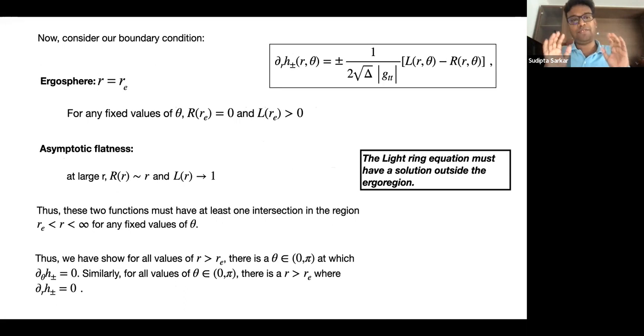Similarly, we prove that asymptotic flatness demands that if I go to infinity, the del R of H will change sign. So therefore, it has one sign on the ergosphere, one sign at the boundary, and immediately we see that it must be 0 somewhere in between. So what we prove is that for every given theta, there exists a value of R for which del R H is 0, and vice versa, for every given R, there exists a value of theta for which del theta H is 0. And then we can show that therefore there exists a solution for which del R and del theta are both equal to 0. And that is exactly what our light ring is. The light ring equation must have a solution outside the ergo region.